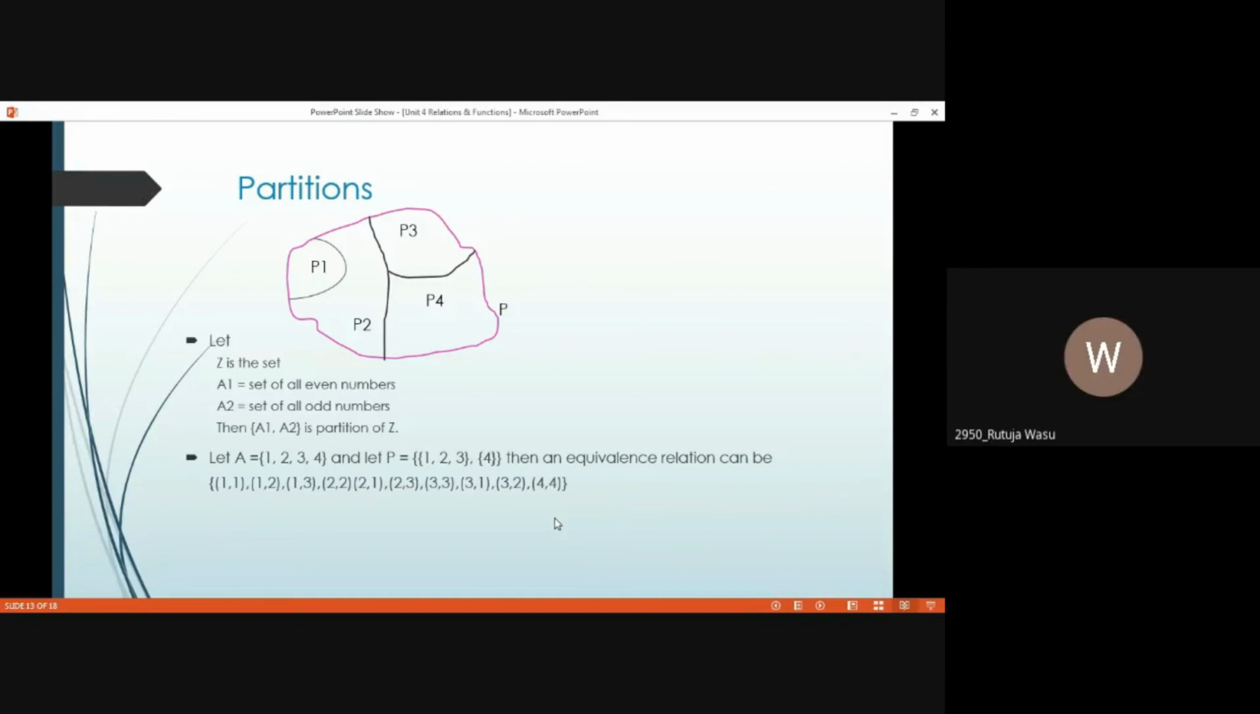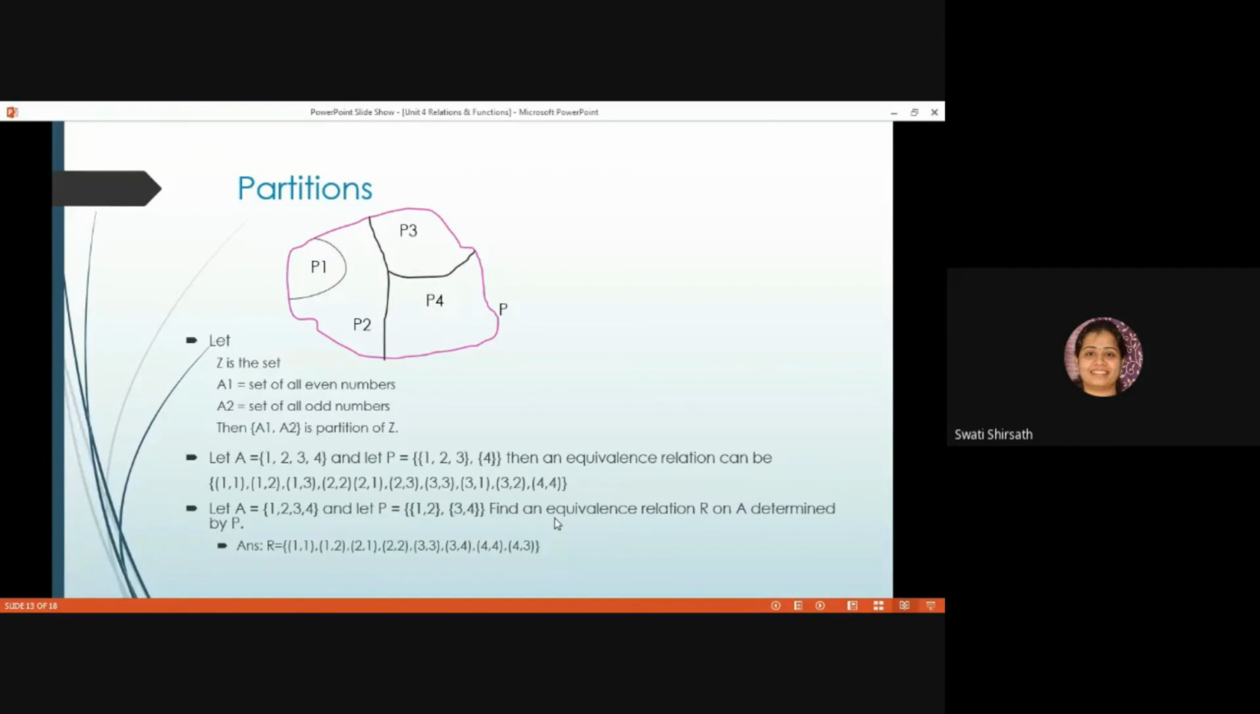Yes, ma'am. Okay. So I have a question for you. The answer is also given. Just form an equivalence relation R on A, that is set A, determined by P. Okay. So try to find it, and match your answer with the given answer.